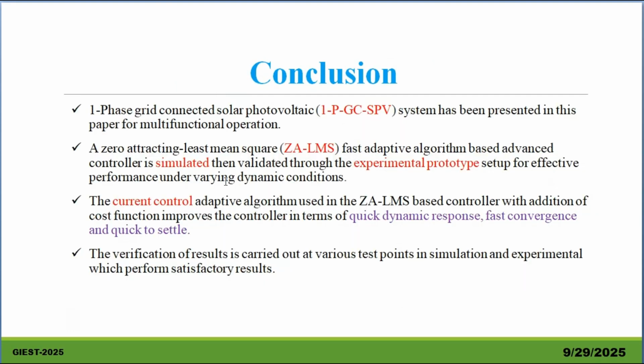Conclusion: a single phase grid connected solar photovoltaic system has been presented in this paper for multifunctional operation. A zero attracting least mean square, a fast adaptive algorithm based advanced controller, is simulated and then validated through an experimental prototype setup for effective performance under varying dynamic conditions. The current control adaptive algorithm used in the ZA LMS based controller, with the addition of a cost function, improves the controller in terms of quick dynamic response, fast convergence, and quick setup. The verification of results is carried out at various test points in simulation and experiment, with satisfactory results.